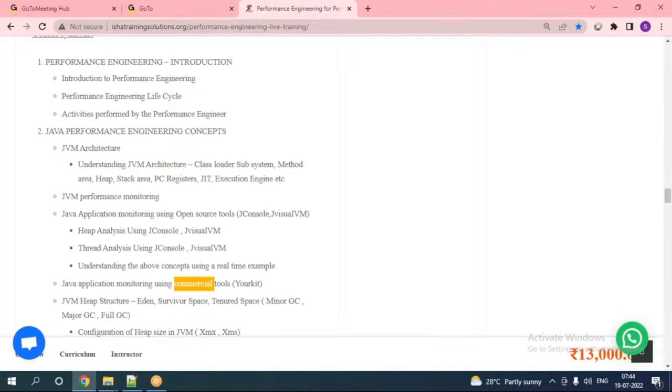How memory is allocated in the young generation, how memory is promoted to the old generation, how many minor GC and how many major GC are happening in your sample application. How much time is taken for minor GC, how much time is taken for major GC, is it under the normal range, or is there actually a problem?